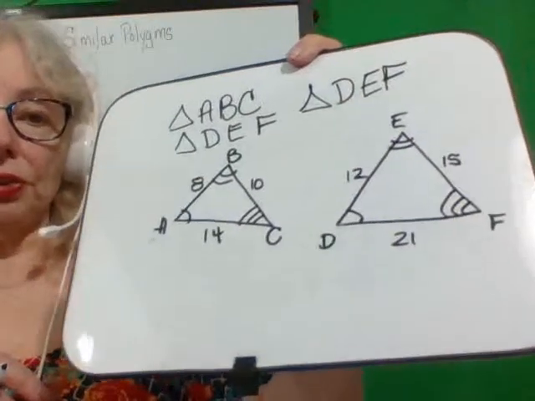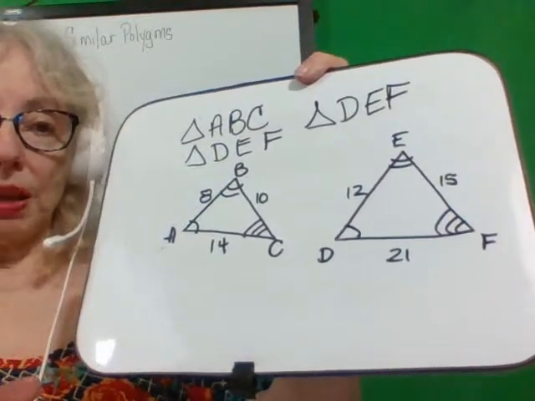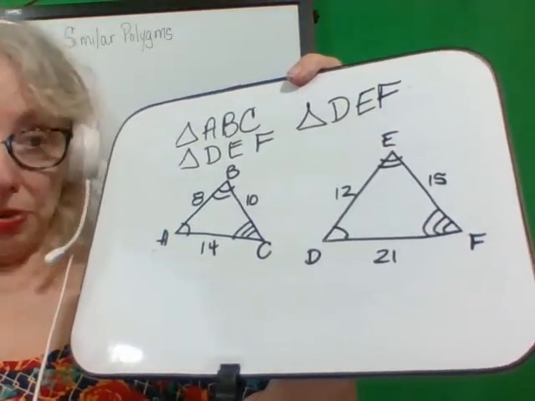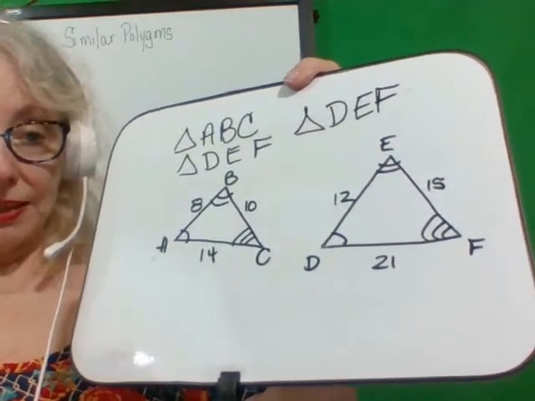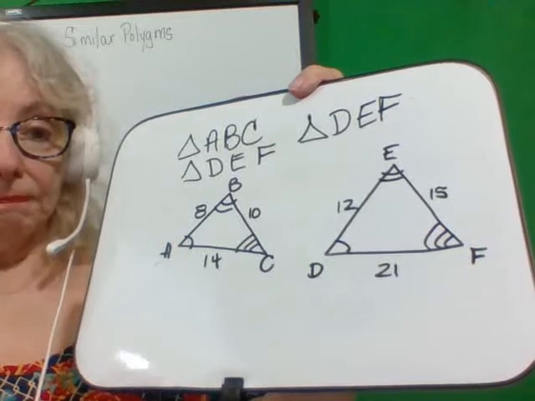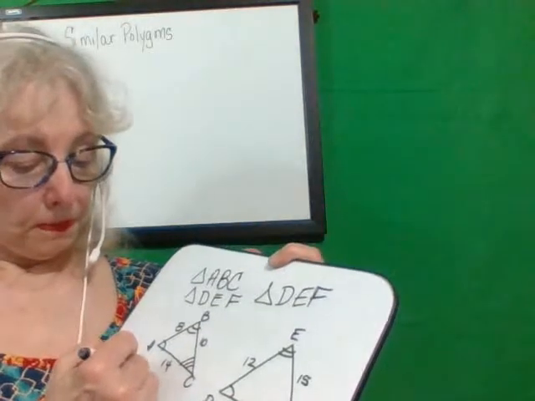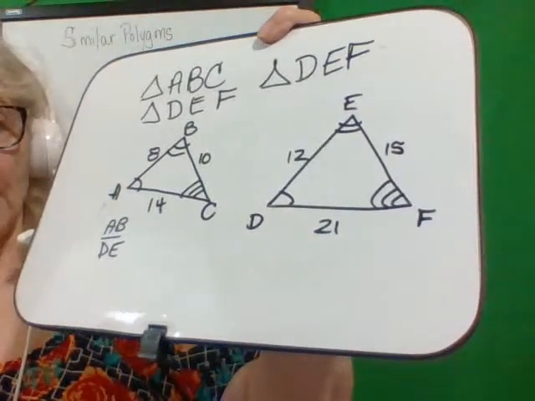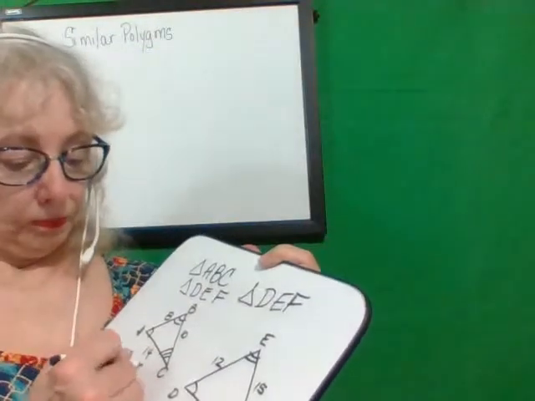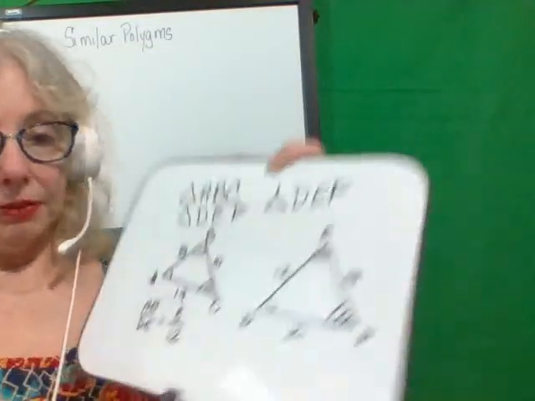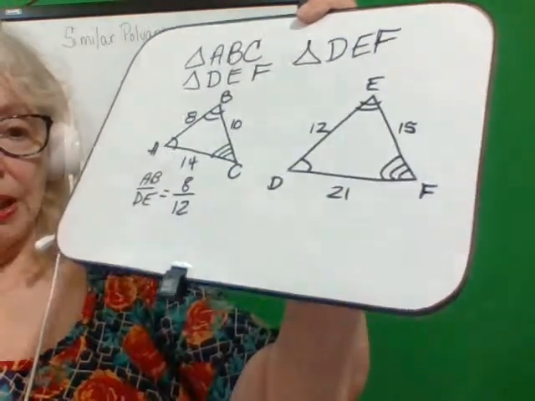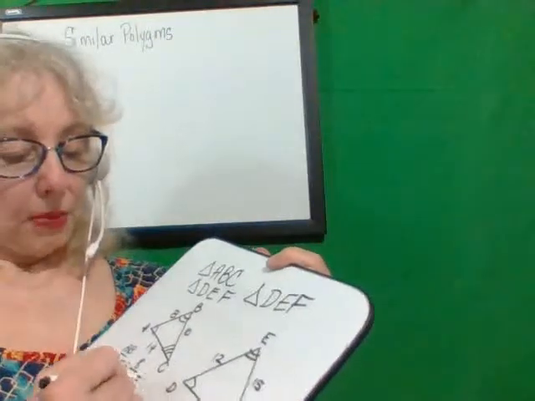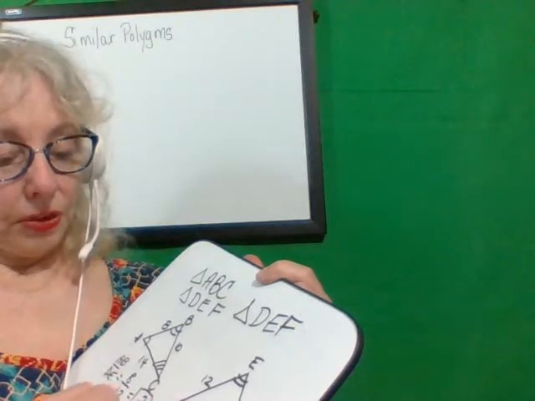Now, they ask, what is the scale factor of ABC to DEF? Order matters. Remember we talked about on ratio, what comes first goes on top. They're telling us ABC comes first, so we're going to put the ABC side on top of the DEF side. So I can do AB over DE. AB is 8, and DE is 12. So I have 8 over 12, and now I just need to simplify that. Both of those are divisible by 4. So my scale factor is 2 over 3.